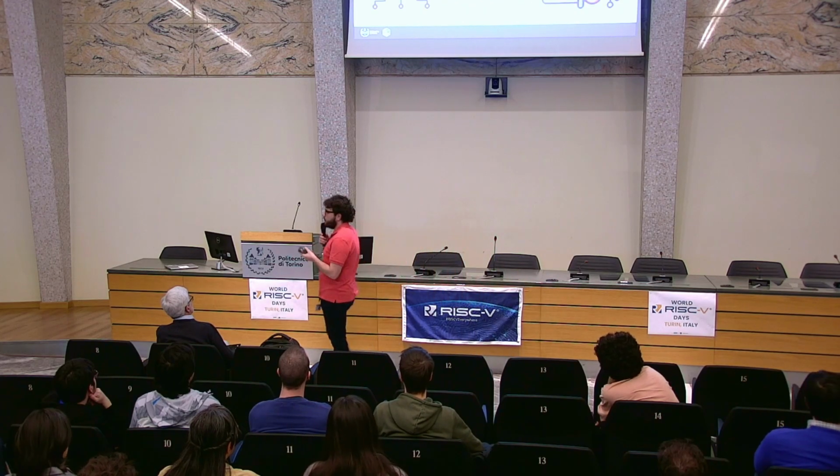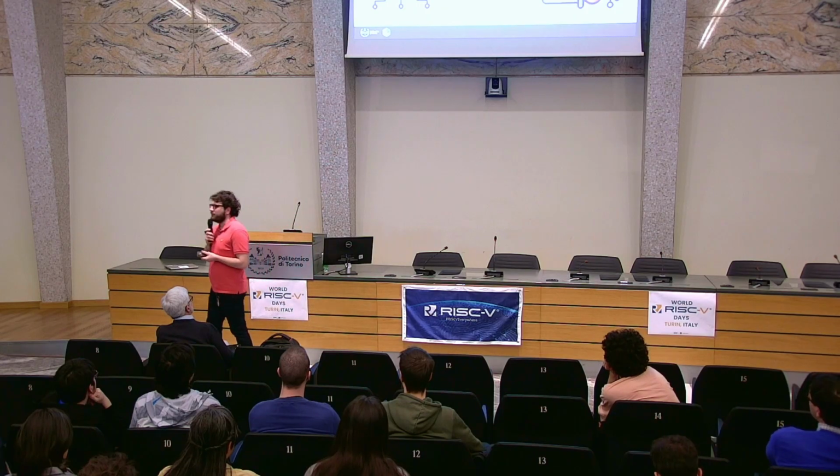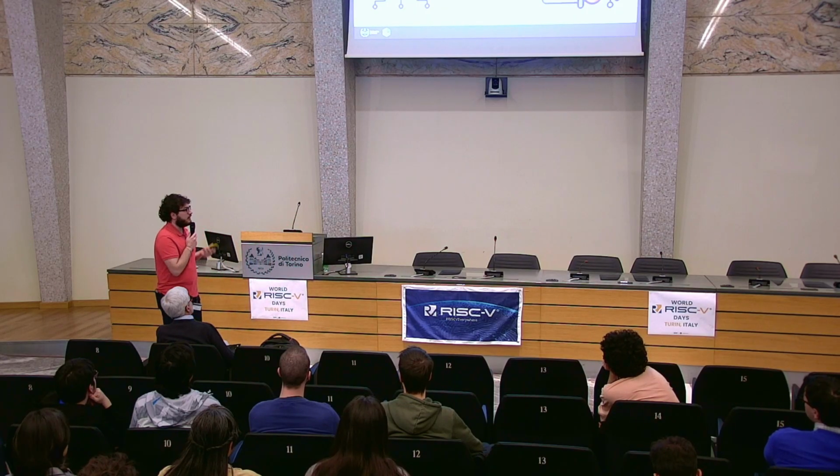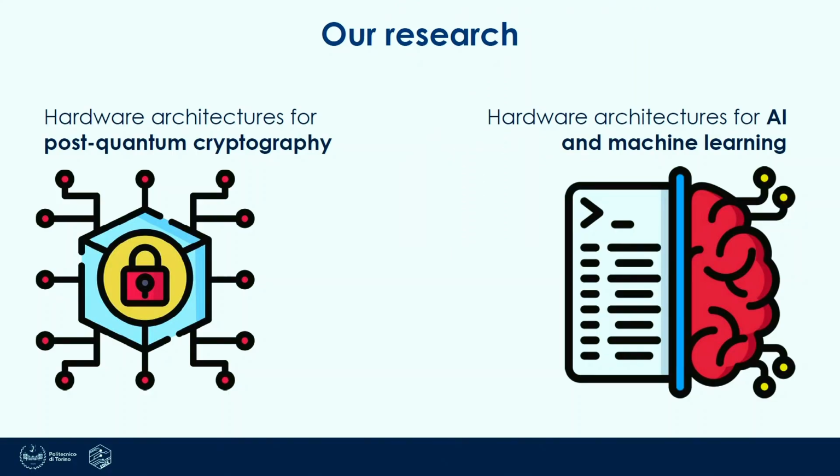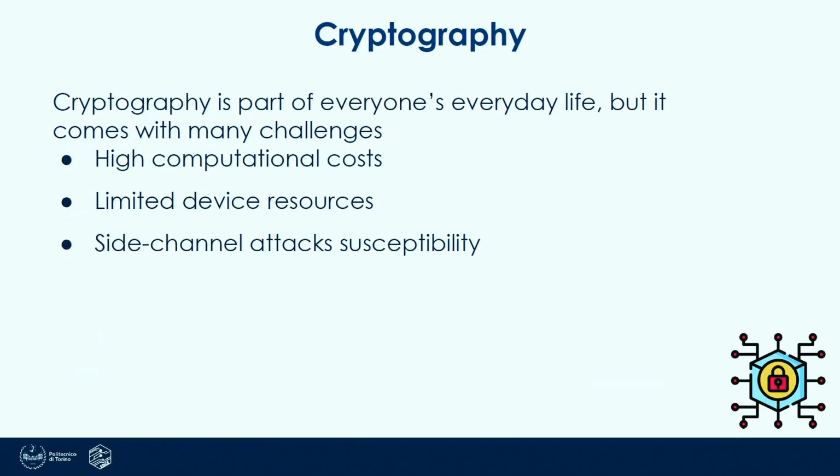So, what do we do with RISC-V and in general in our research? We mainly work on two topics that are hardware architectures for post-quantum cryptography and hardware architectures for AI and machine learning in different flavors, using RISC-V for research in different ways. Cryptography is part of everyone's life, and it's everywhere. In the last few years, we are moving toward post-quantum cryptography, a form of cryptography that is able to be resilient against quantum computer attacks, not only classical computers.